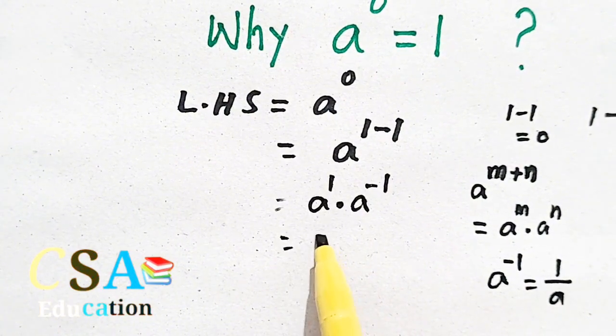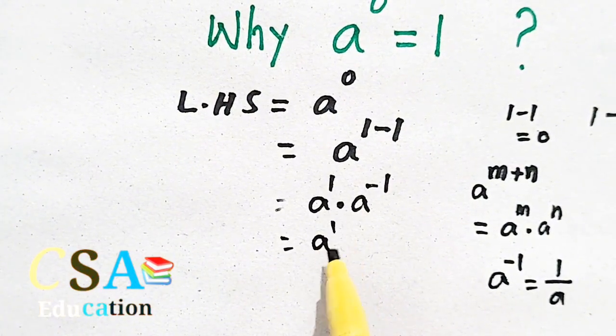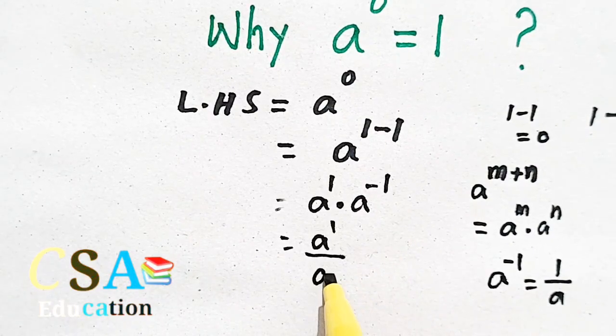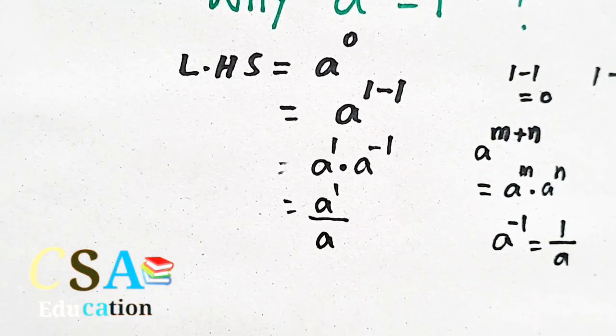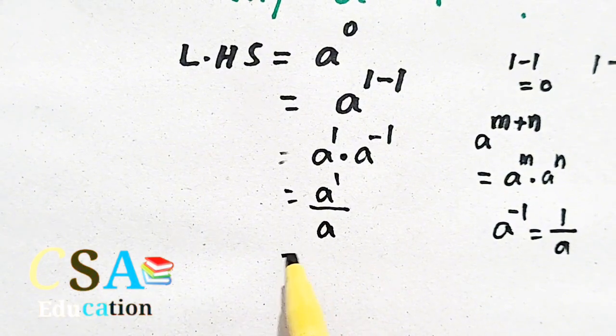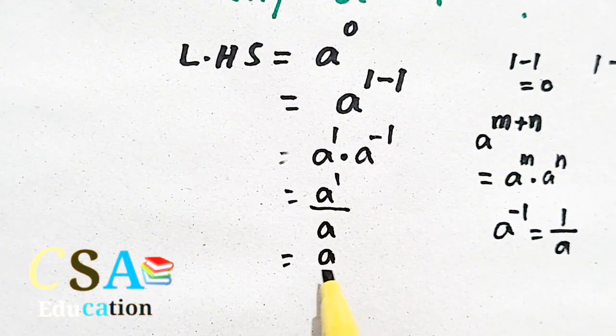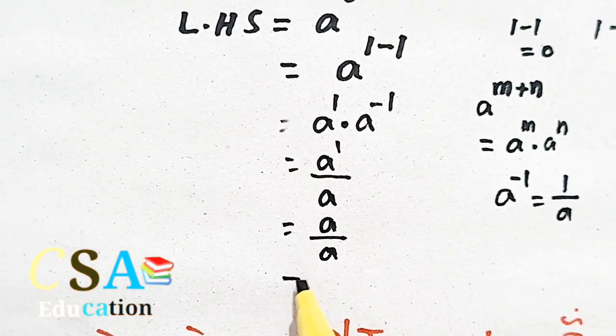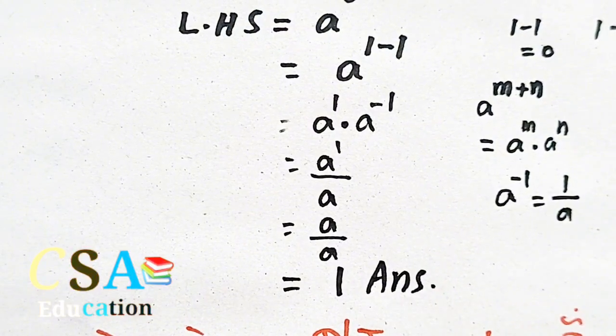So, a times 1 by a will be equal to a over the denominator a. So, a divided by a. a divided by a will be equal to 1, which is our right-hand side answer.